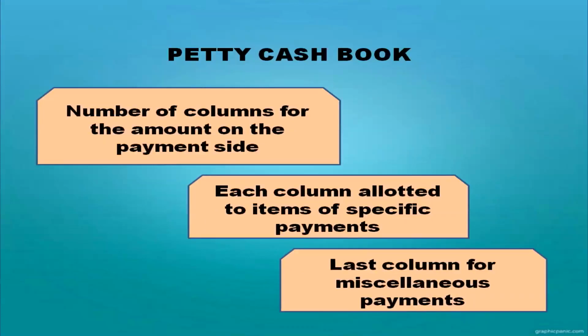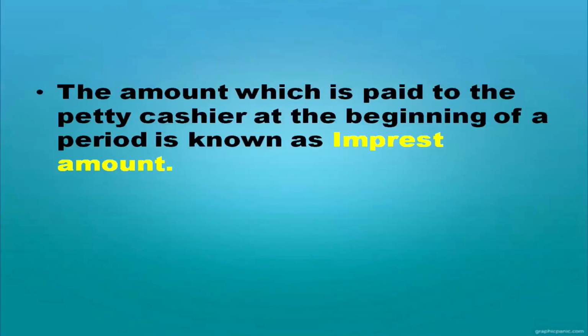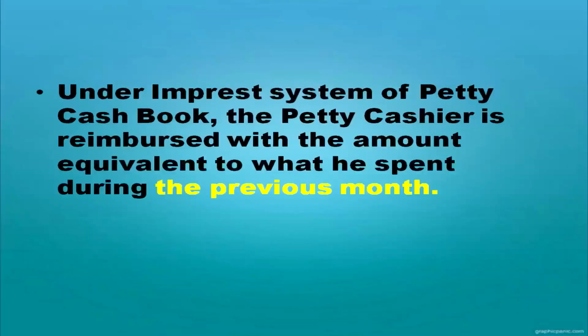In the petty cash book, there are a number of columns for the amount on the payment side. Each column is allotted to items of specific payments like postage, conveyance, refreshment, etc. The last column is for miscellaneous payment. The amount which is paid to the petty cashier at the beginning of a period is known as the imprest amount. Under the imprest system of petty cash book, the petty cashier is reimbursed with the amount equivalent to what is spent during the previous month.